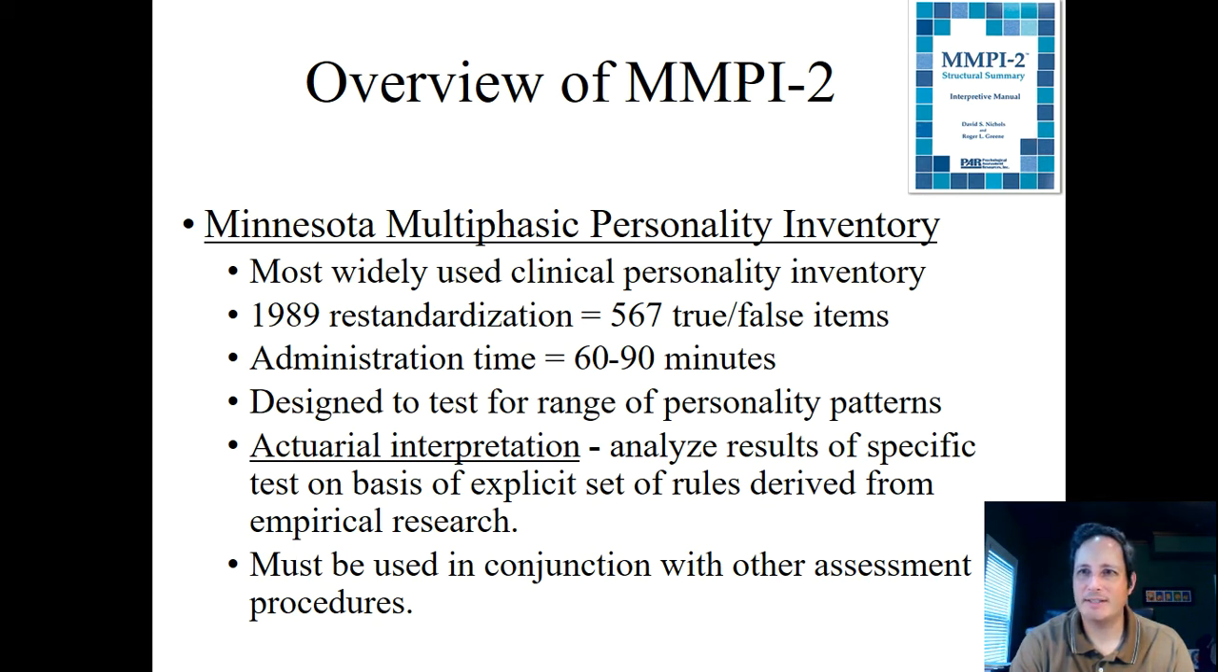And so it only takes 60 to 90 minutes, sometimes 2 hours, depends on the level of processing for these individuals. And these are usually just administered to adults, the MMPI. There's some debate about personality and when it sets in children and adolescents. There is an adolescent one called the MMPI-A, which stands for adolescence. But it looks for personality patterns, and it's based on this kind of actuarial interpretation, which analyzes the results of the specific test on the basis of very set rules derived from the empirical research.